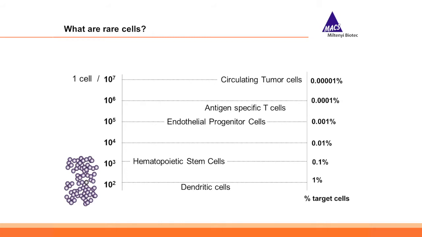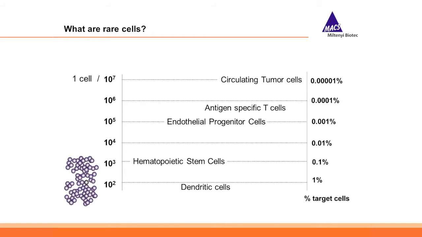And one of the rarest events in flow cytometry that you can have is when you analyze human blood and you are looking for circulating tumor cells. There you only have one cell in 10 to the 7 total cells. That means in 10 million cells, only one positive cell. And that would resemble a frequency of 0.00001%. So extremely rare. Okay, that's about what rare cells are.